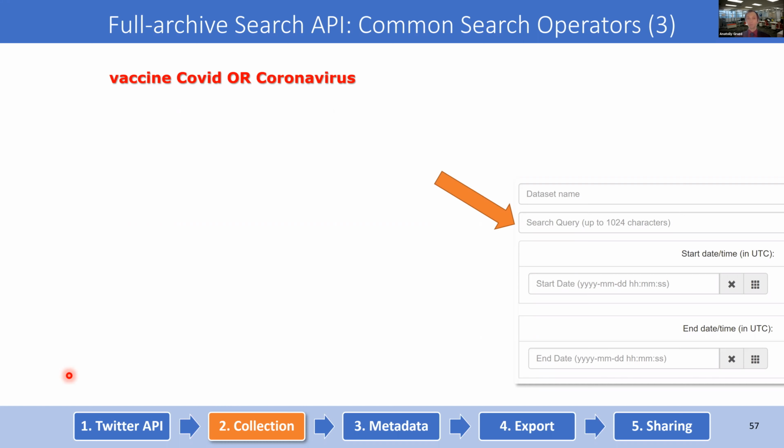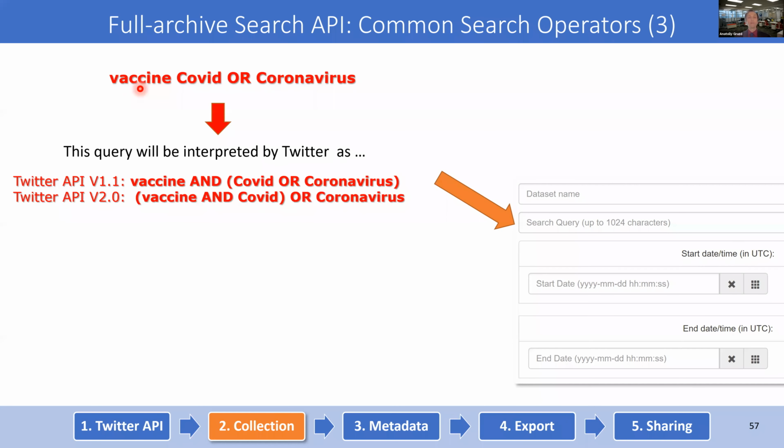So that's what you want to capture. And you type something like this. Well, if you type it in the web interface, it will interpret properly as you intended it. It will return tweets that include the word vaccine and one of these two keywords, either COVID or coronavirus, in conjunction with vaccine. That's how you would understand it. And that's how version 1.1 Twitter would operate.